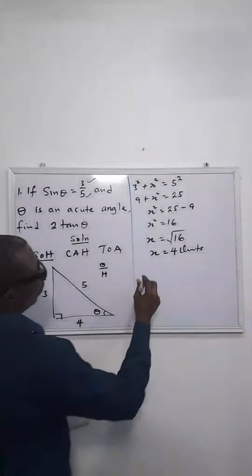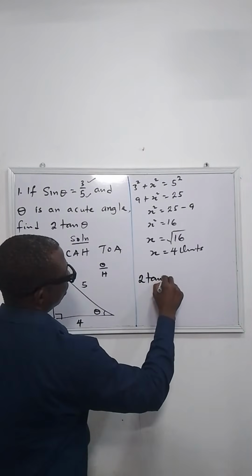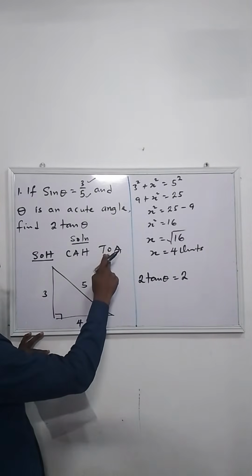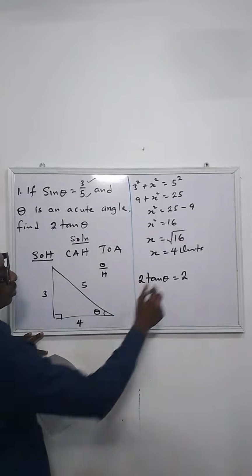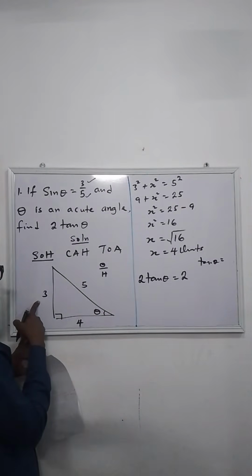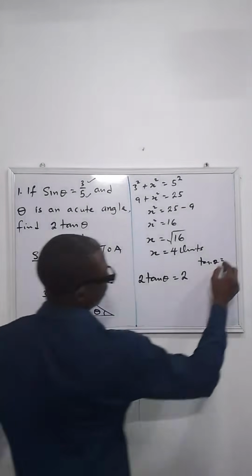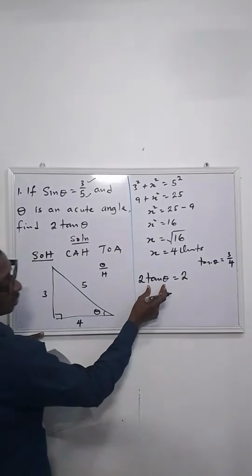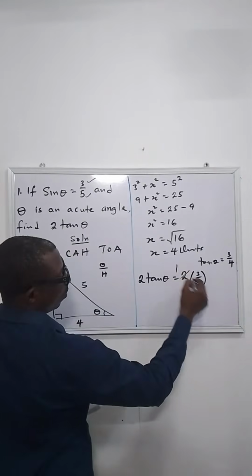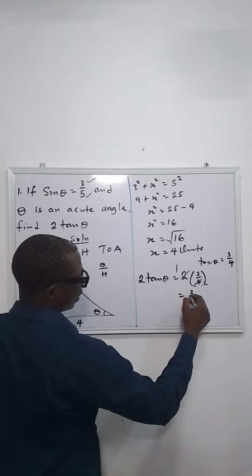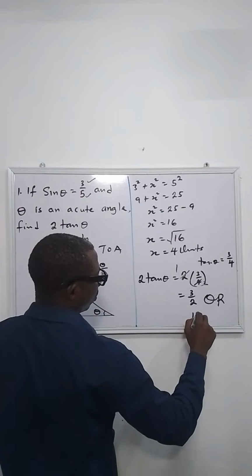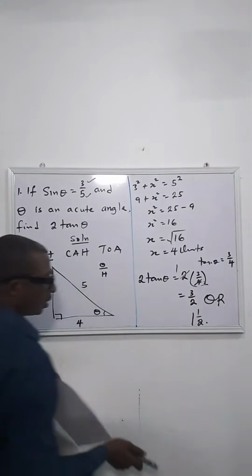So we have 2 tan theta will be equals to 2 times tan theta. Look at tan, that's opposite over adjacent. What is our opposite? 3. Adjacent is 4. So that is 3/4. We just plug it in to replace this. So we have 3/4. Now 2 goes there, 1, 2 goes there, 2. So our answer is 3/2, or write it as 1 whole number, 1/2. So that is the answer to that problem.